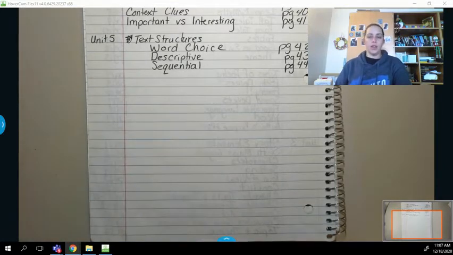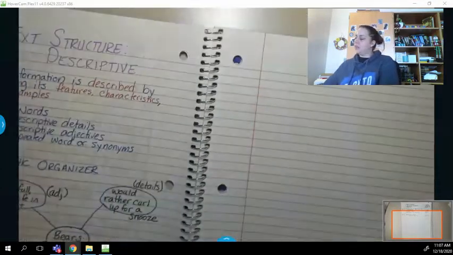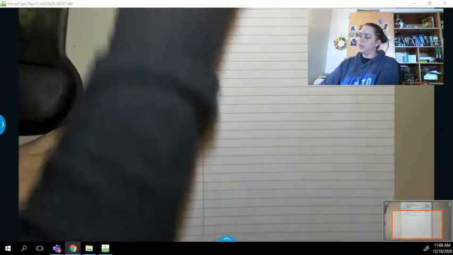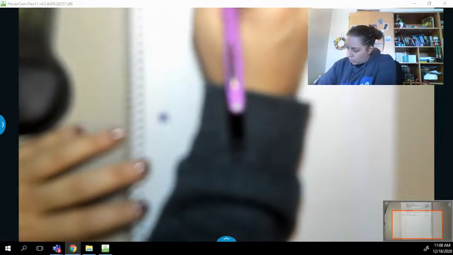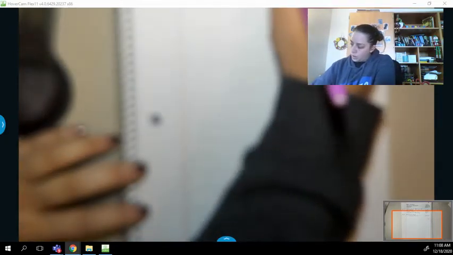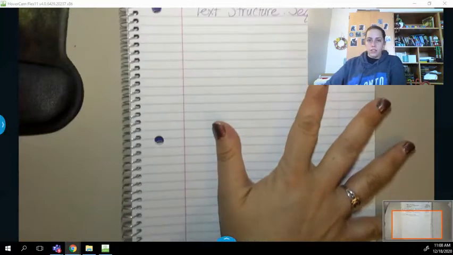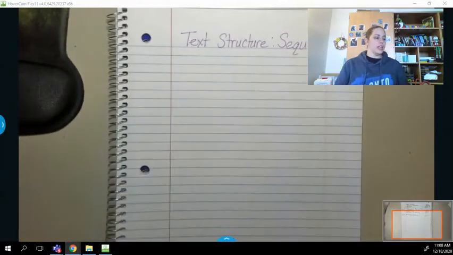All right, once you get this written down in your table of contents of your reading notebook, go ahead and flip to the next blank page. It should come right after the word descriptive. That is not our descriptive. There's our text structure descriptive. Today I'm going to do text structure sequential. I'm going to see if I can move this a little closer. I'm not stretching quite so far over. Oh, sorry. I just realized that's way out of your viewing range. All right, text structure sequential.